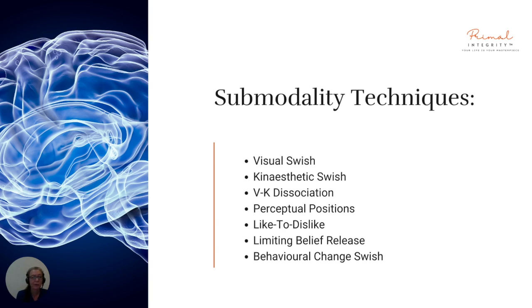Like to dislike. This is where we might take something that we absolutely love and we want to stop eating, and we map across onto that image something we detest that we would never eat in our lives, and this helps us to stop eating things that we think we love and may be bad for our health. We can also use this technique in slightly different ways, and we're going to talk about this in the live training. Limiting belief release, we've already talked about this. And then a behavioral change swish. This is where we take minor behaviors or states and we swish in a new behavior or new representation that allows us to change our behavior going forward.